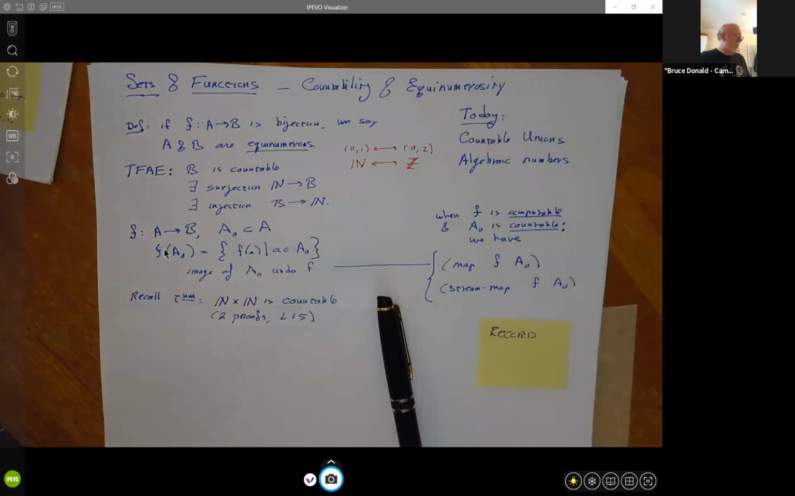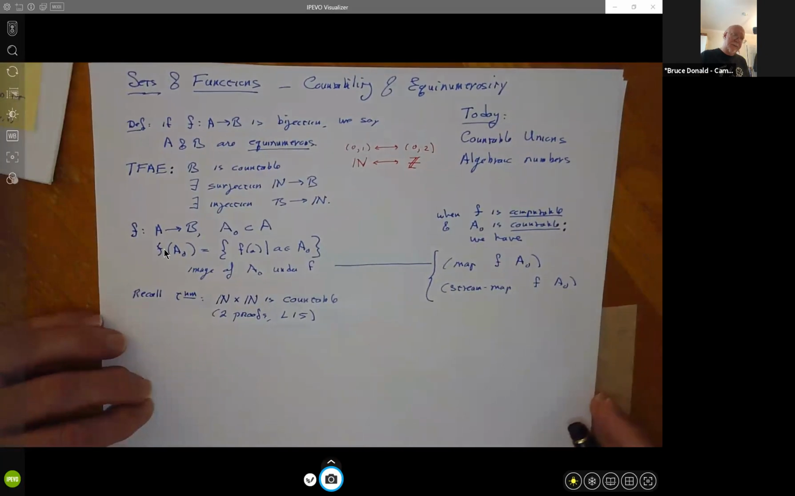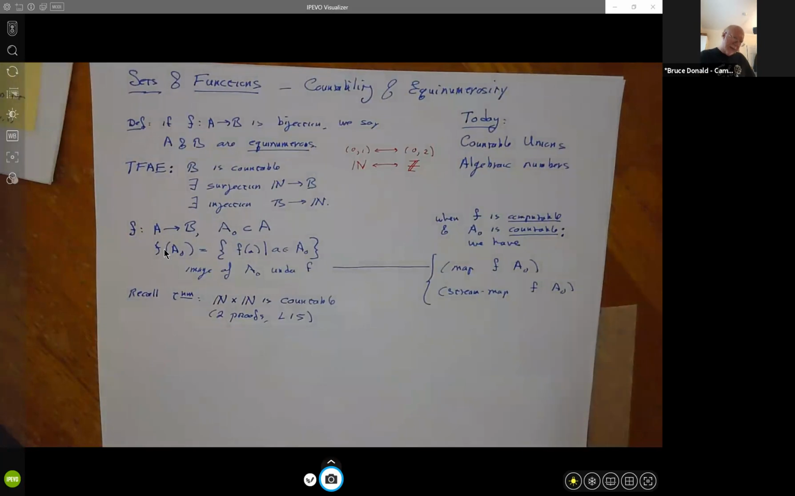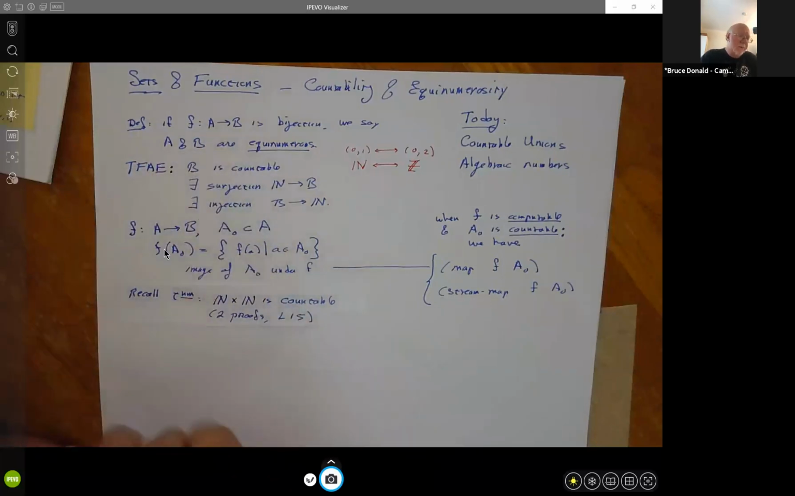So let's pick up where we left off. I created this little reminder of what we did last time and what we want to talk about. Remember, we started with some characterization of functions. The topic for today is countability and what we call equinumerosity. Basically, if we have two sets A and B, and we have a bijection between them, we say that A and B are equinumerous, again from the Latin, having the same number of elements. This definition works even if we have infinite sets.